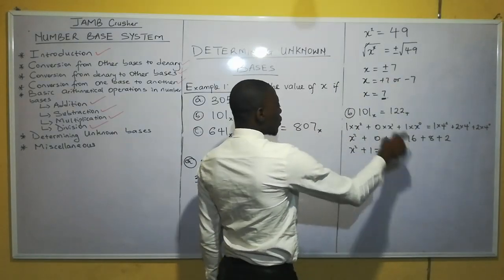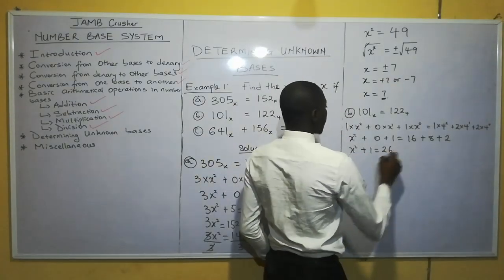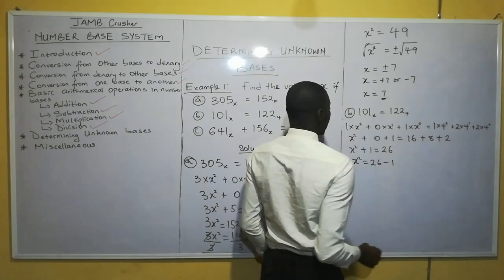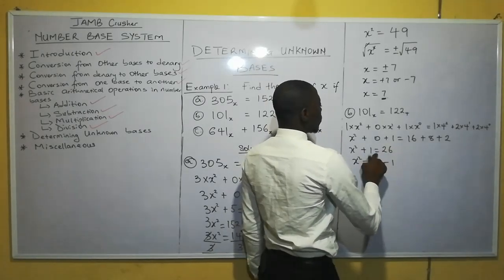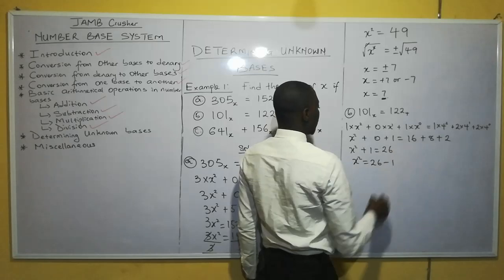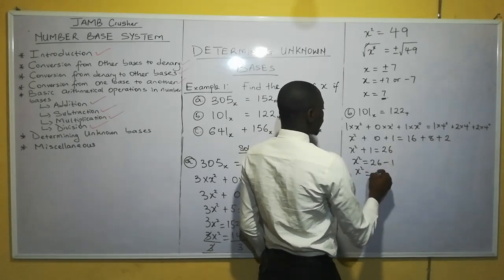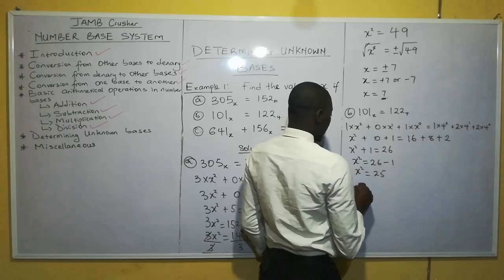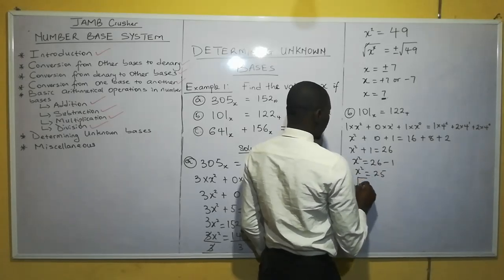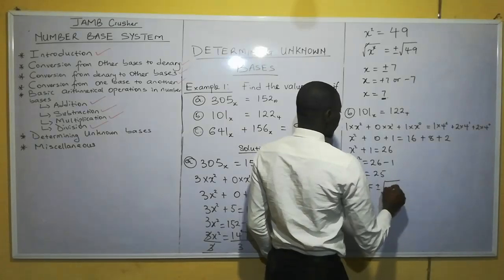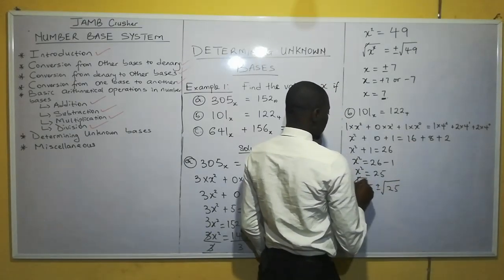I will take plus 1 to the other side. By taking plus 1 to the other side, I have x squared equals 26 minus 1. If plus 1 crosses the border, that is the equal to, it becomes negative. So I have x squared is equal to 26 minus 1 is 25. And so taking the square root of both sides, x is equal to plus or minus square root of 25. So this cancels this.